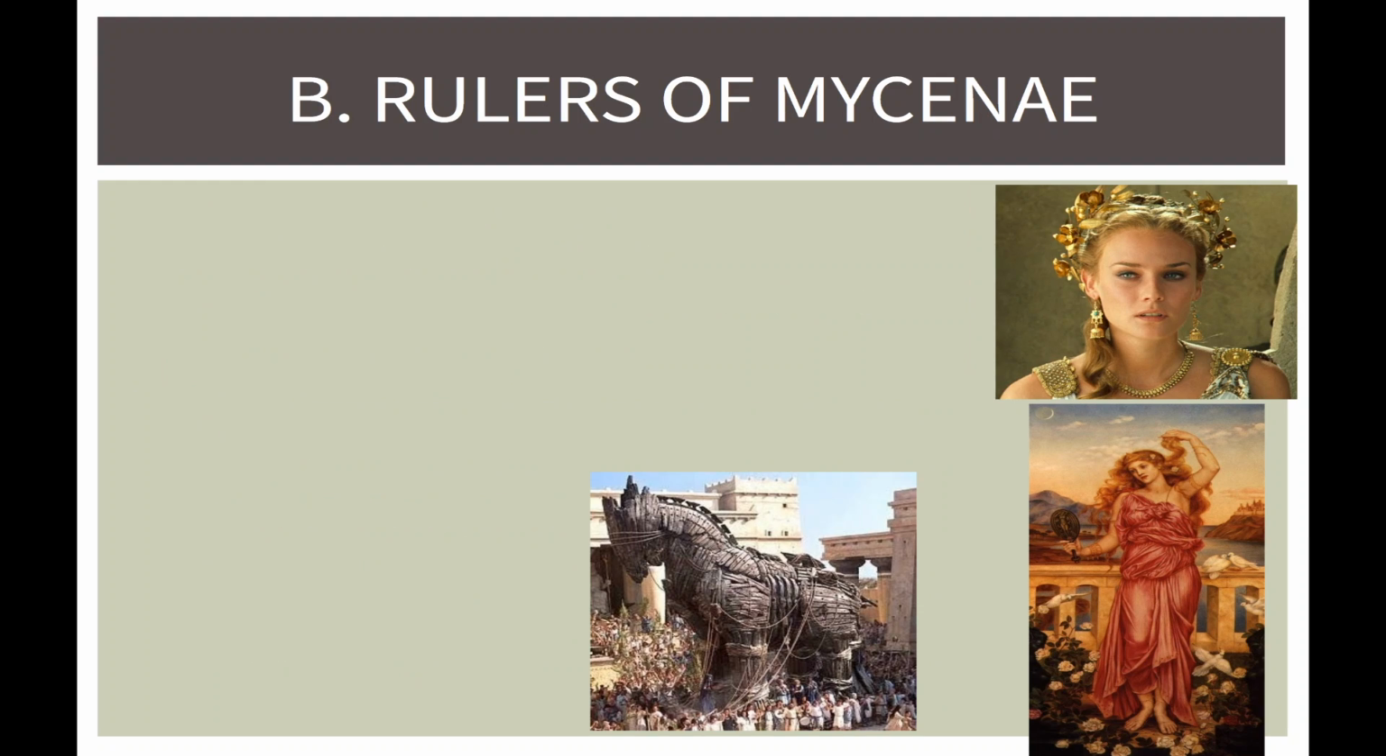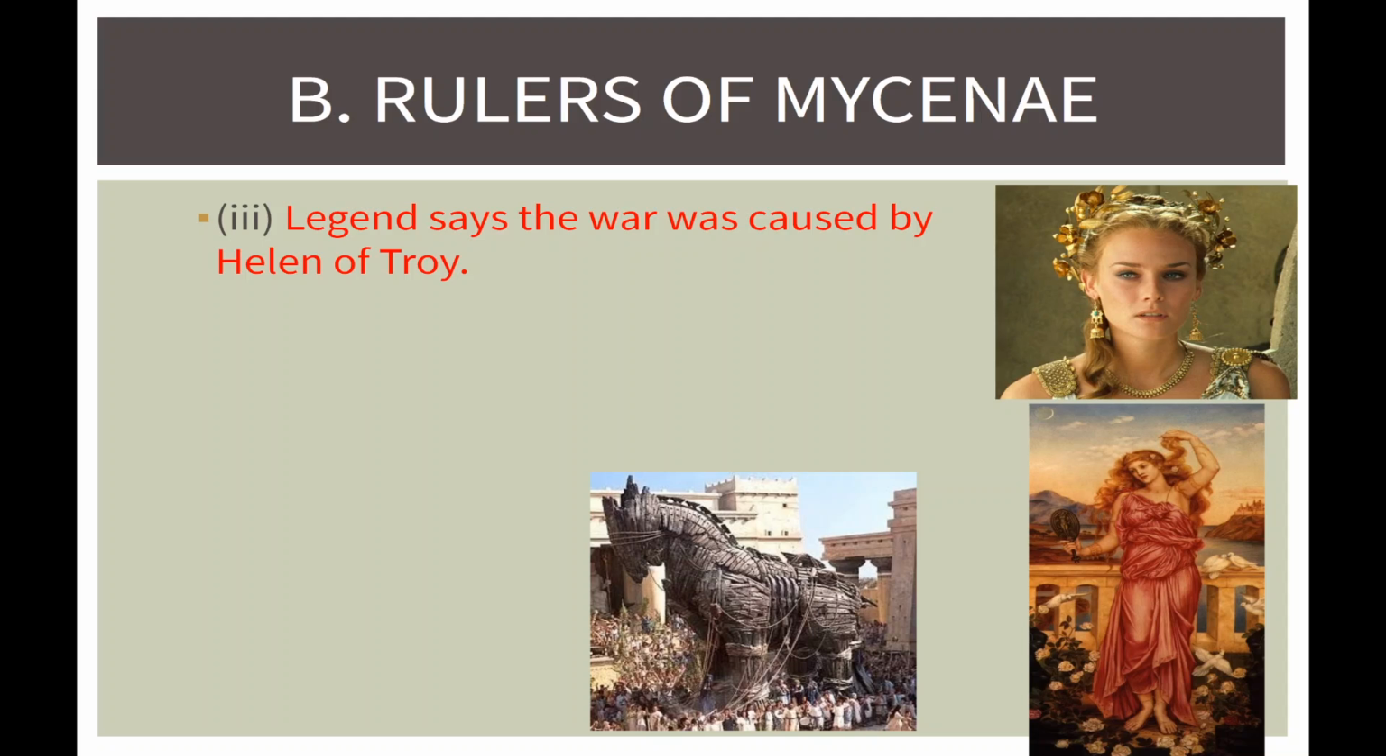So we know that the Mycenaeans at some point got into a big conflict with the Trojans. This is where we start reading about the Odyssey, and Homer would have been telling the story about the Trojans. And this is really a big deal.